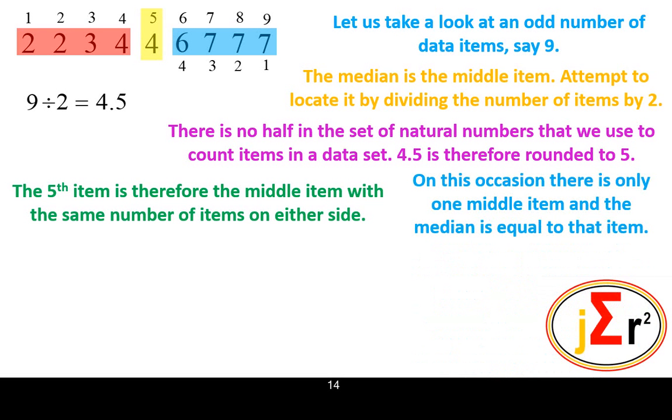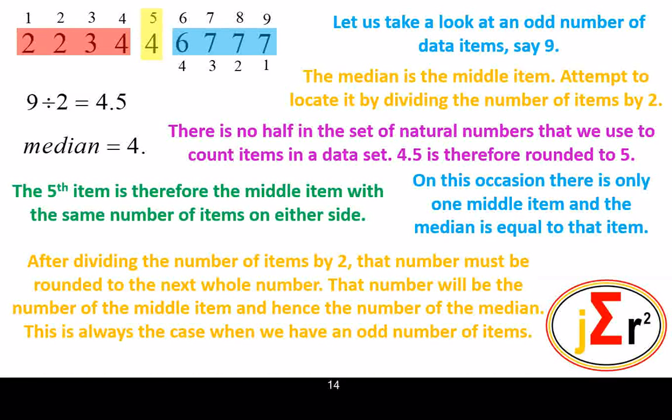On this occasion, there is only one middle item, and the median is equal to that item. So if we have one middle item, the median is equal to that item. Case closed. After dividing the number of items by 2, that number must be rounded to the next whole number. That number will be the number of the middle item and hence the number of the median. This is always the case when we have an odd number of items.